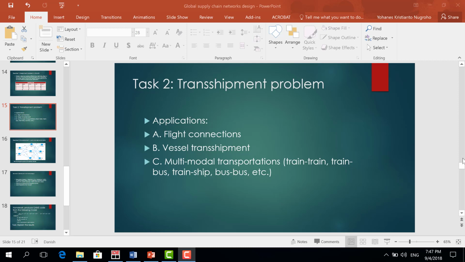Another application is multimodal transportation. For instance, if you would like to go from Sudhown train station to another city, for example to Aarhus, you will stop at Copenhagen Central Station, and you change to another train to Aarhus. That's an example of train to train transshipment. And then we have also train to bus.